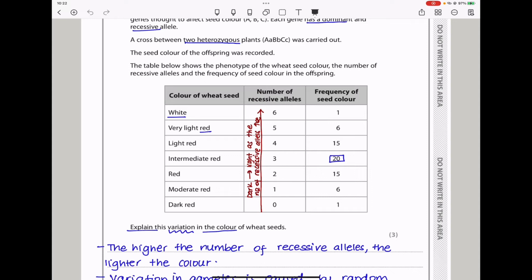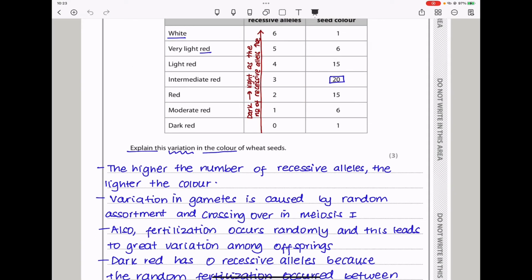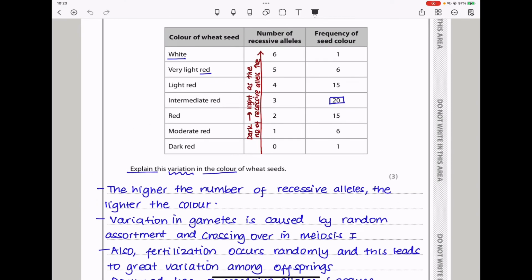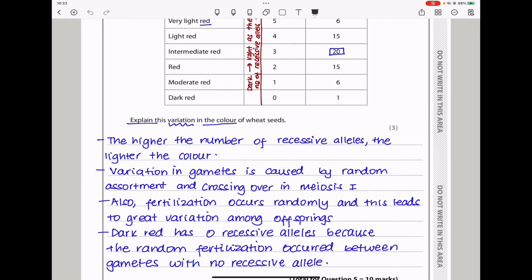We see as the number of recessive alleles decreases from 6 to 0, the color becomes darker. And here we see the frequency. This one has the highest frequency, the intermediate one. So here they say explain this variation in color of the wheat seed. And again, you have to know it's an increase in the darkness of the color as the number of recessive alleles decreases. So here I said the higher the number of recessive alleles, the lighter the color.